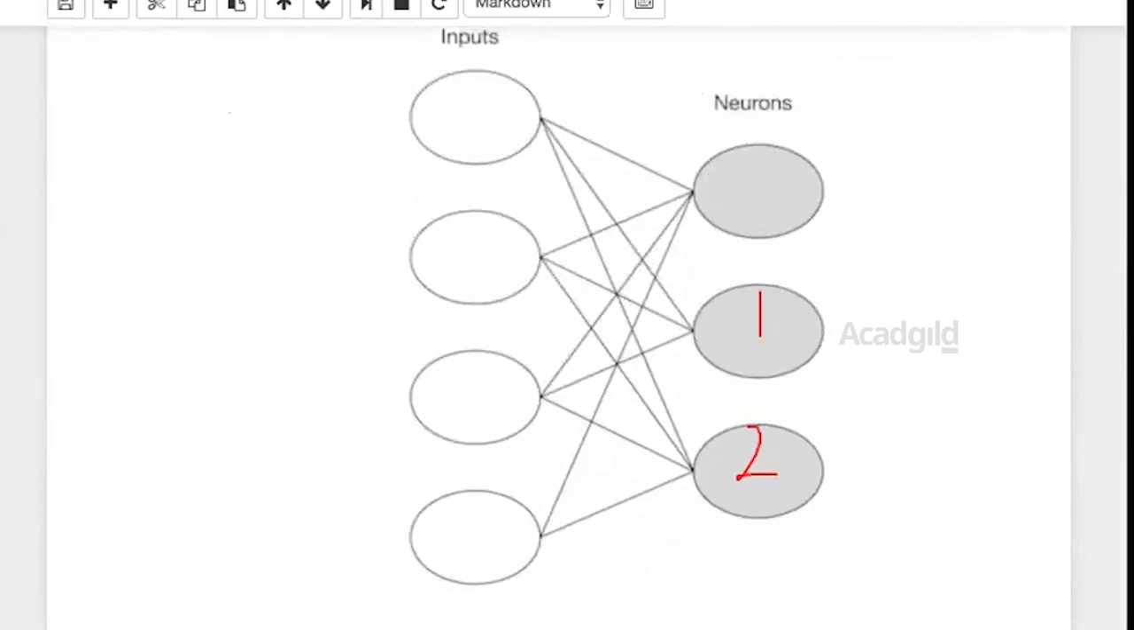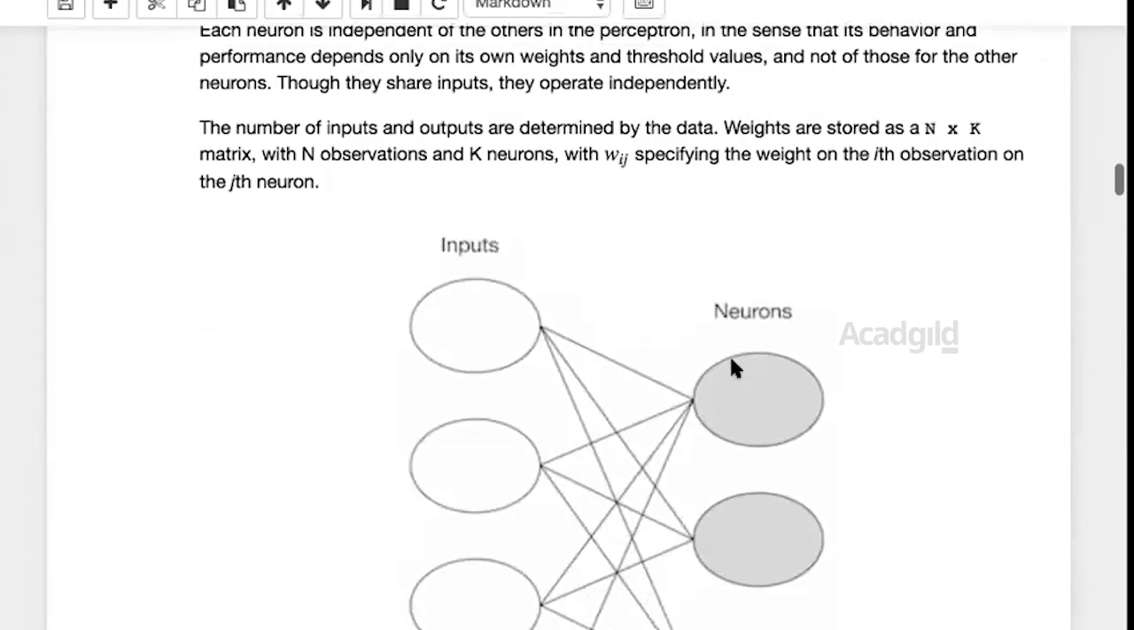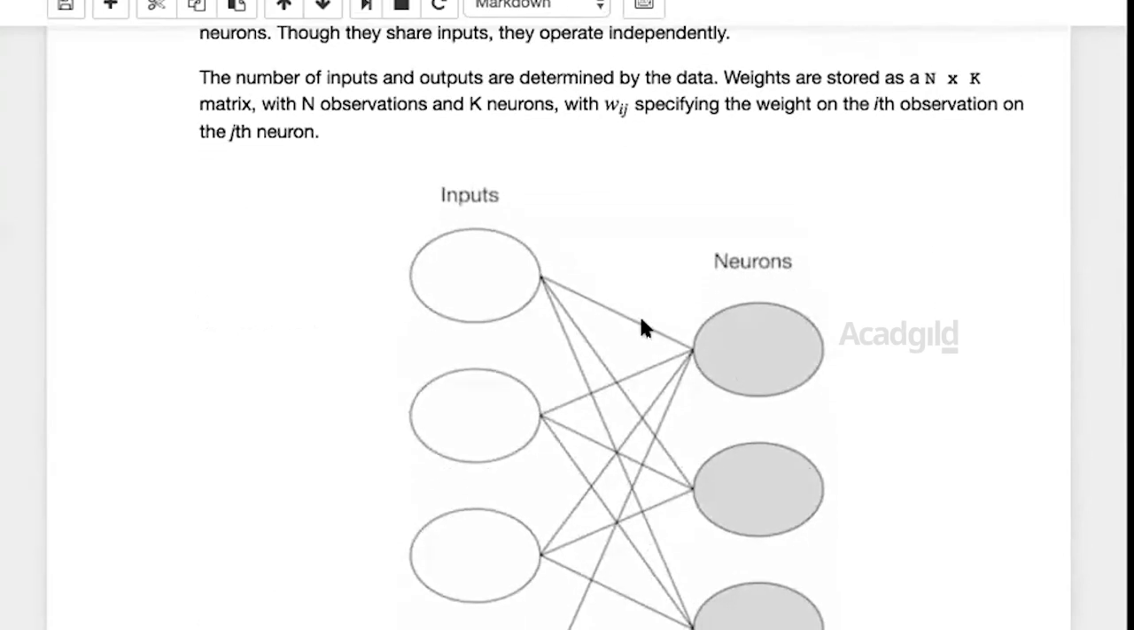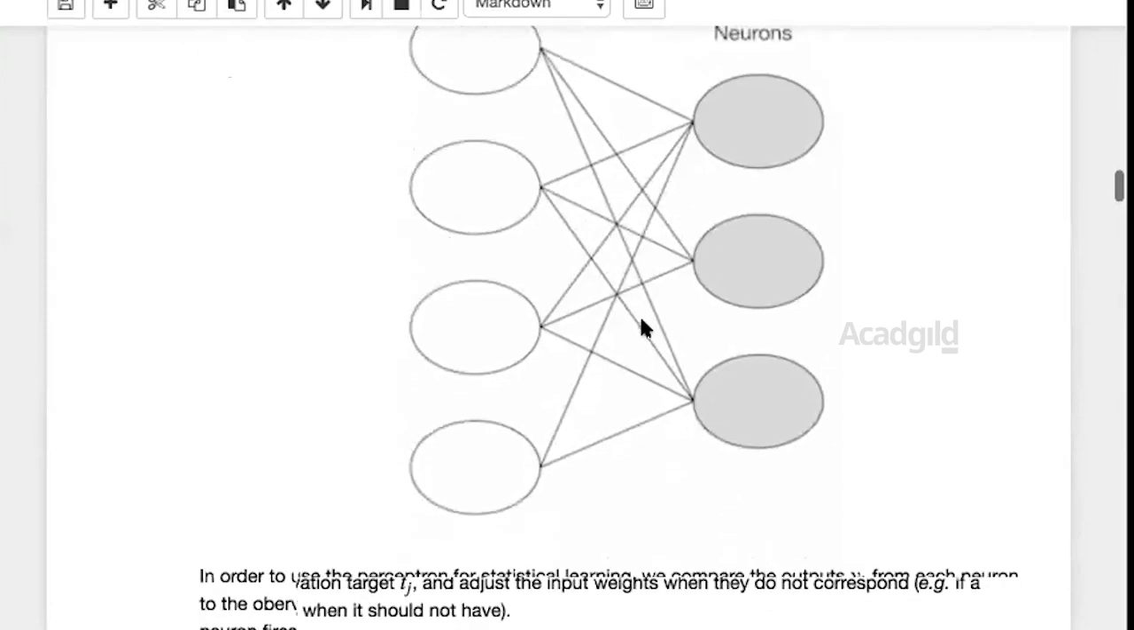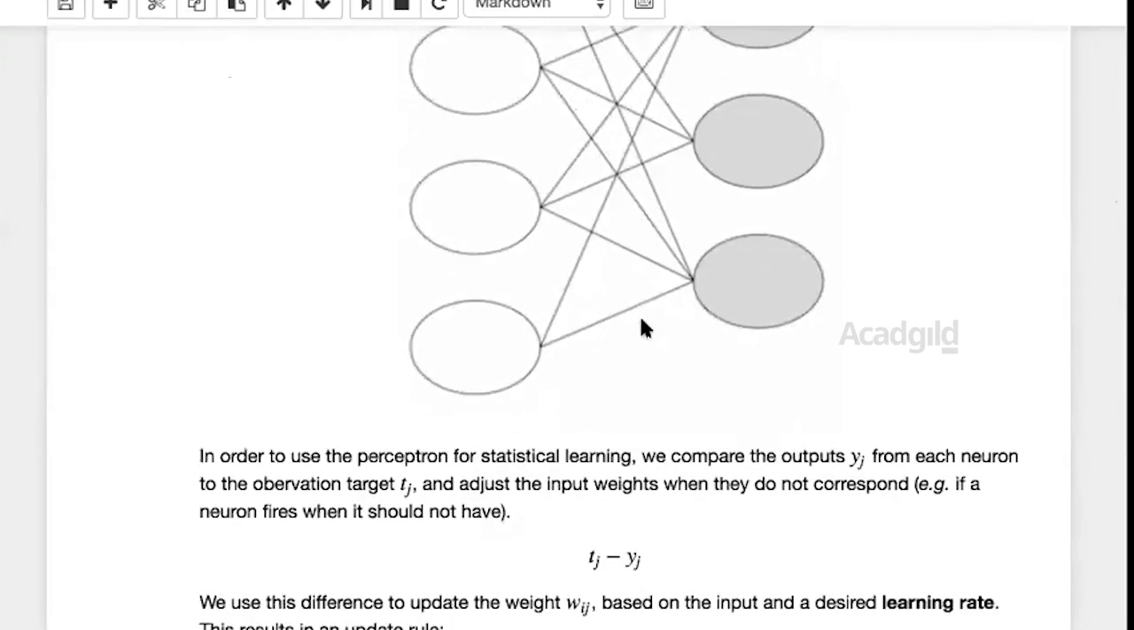Now let's say we had one more layer, like we saw, hidden layer 1. That's going to be independent from the first layer as well. The number of inputs and outputs are determined by the data and the architecture you write. Weights are stored as an n by k matrix with n observations and k neurons, and Wij specifying the weight of the ith observation of the jth neuron. Those are the definitions.